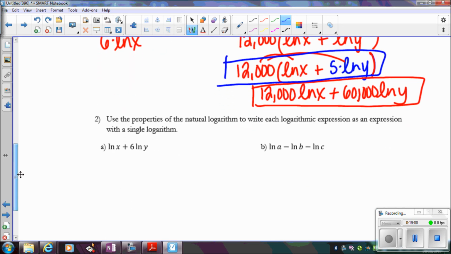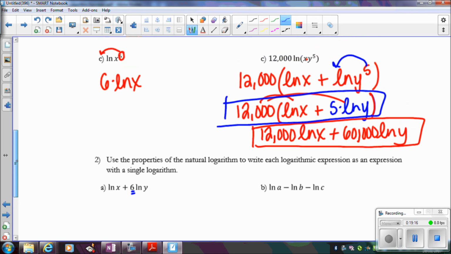Now the next section here is going backwards. Now that it's expanded, we're going to use those properties to condense it. The first thing you're going to want to do, before you combine addition, is take care of any coefficients. Like if you look here at what I did, I always first split up products and quotients into addition or subtraction. Then I dealt with the exponents. Now I'm going to do things backwards.